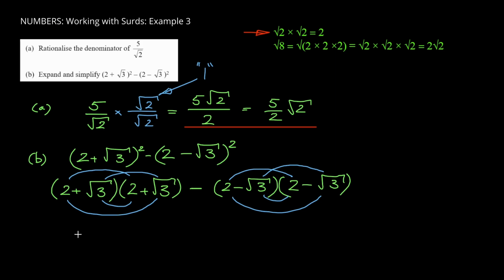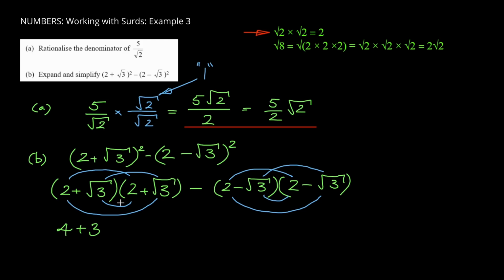Right, the first eyebrow, 2 times 2, 4. The second one, we've got one of our surd rules to help us here. We've got the square root of 3 multiplied by the square root of 3. This is simply 3. So we're plus 3. These two eventually will merge, of course.